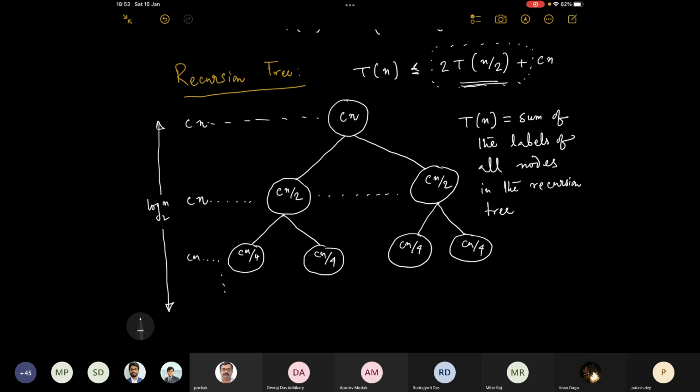Okay, so this is called a recursion tree. It is exactly the same as unrolling or unraveling, expanding the recursion, and it's just a pictorial view. Questions on recursion tree? Okay.